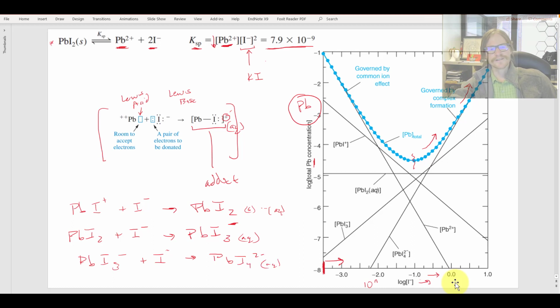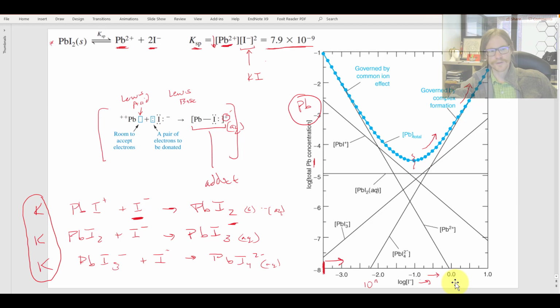Each one of these reactions achieves its own equilibrium, based on whatever the free energy change for that reaction is and its relationship to the equilibrium constant K. So each one of these is going to have a K associated with it. We call these stepwise formation constants, where we add one ligand, the iodide ion in this case, to that complex each time. And all of those Ks are working together.